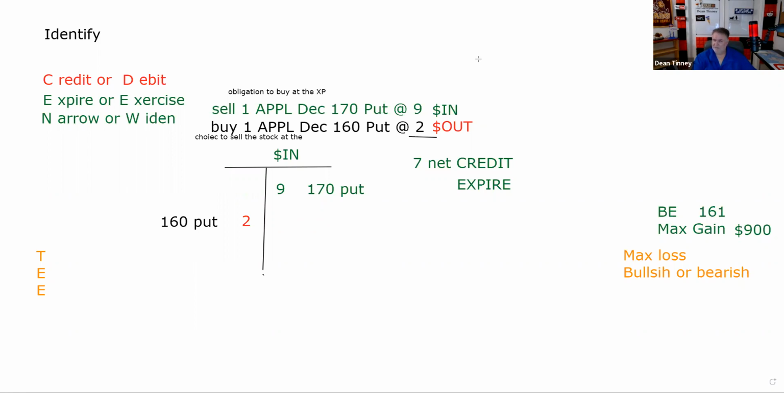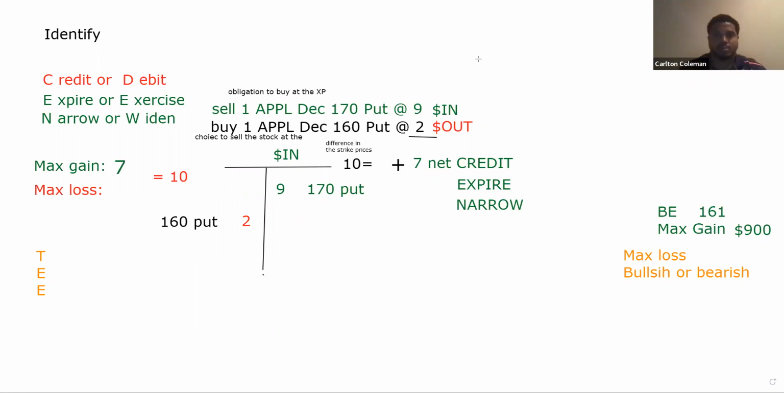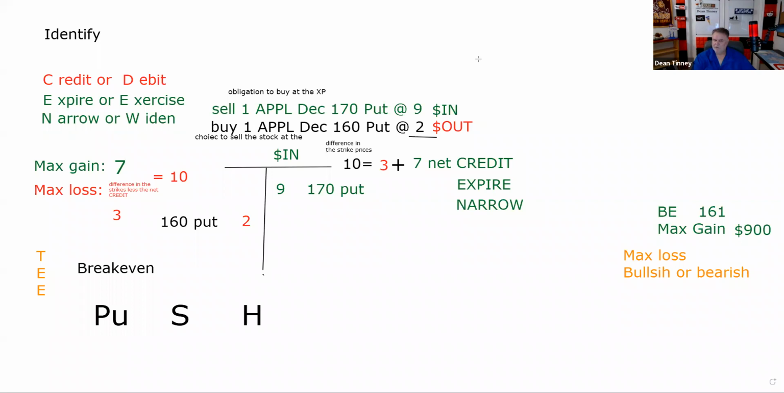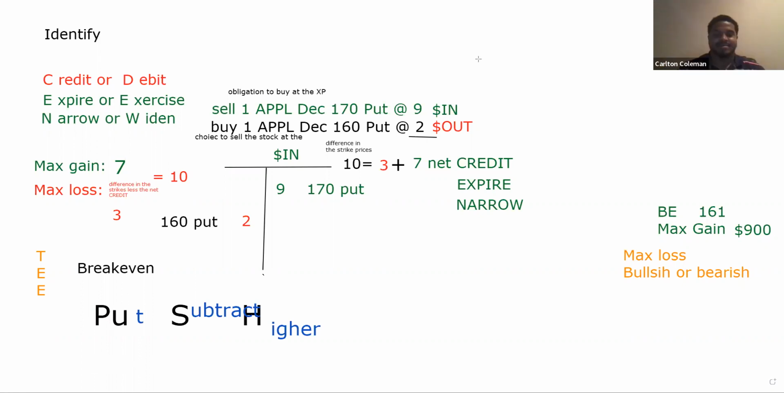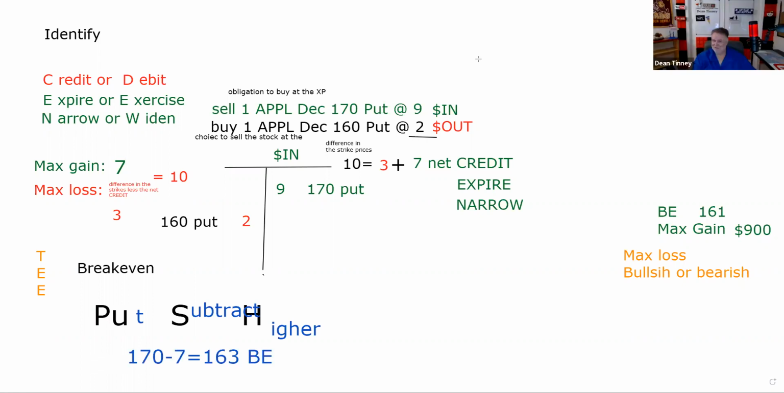We said the max gain plus the max loss equals the difference in the strikes. So we know that whatever those 2 numbers are, they add up to 10. We already got one of them, which was our 7, which is our max gain. So bad form to take any 2 numbers that don't add up to that. And then we said our break even, we're going to just put subtract from the higher. And there's Dean's wrong answer, and there's Dean's right answer, correction from Carlton.